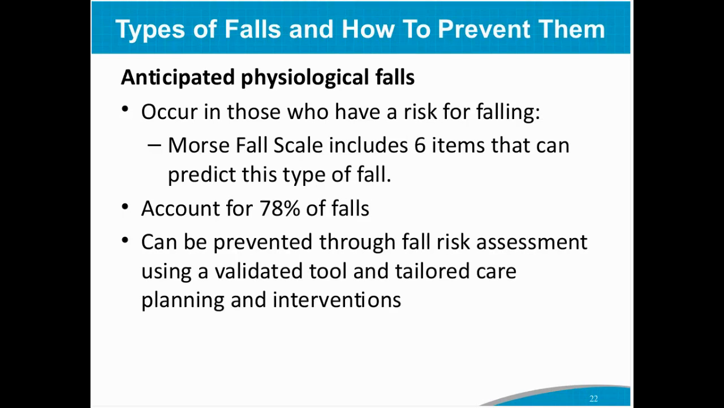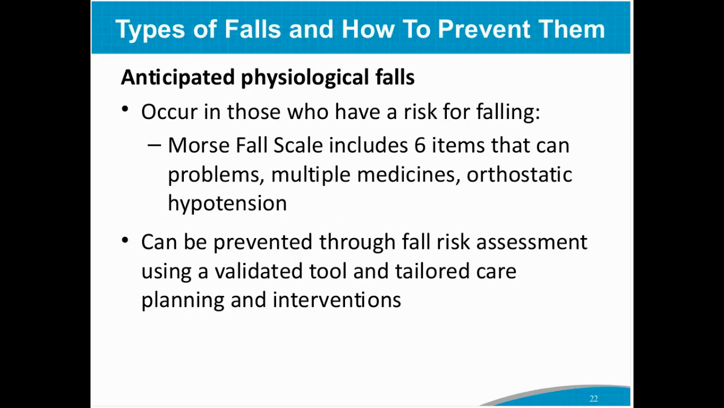The third type of falls are anticipated physiological falls, and these falls occur in those who have a risk for falling. The Morse Fall Scale includes 6 items that can predict anticipated physiological falls. These types of falls account for 78% of falls, and they can be prevented through a fall risk assessment using a validated tool like the Morse Fall Scale and tailored care planning and intervention. It's important to note that by implementing a fall prevention program that includes universal fall precautions, fall risk assessment, and tailored interventions, most falls, about 92%, are preventable.